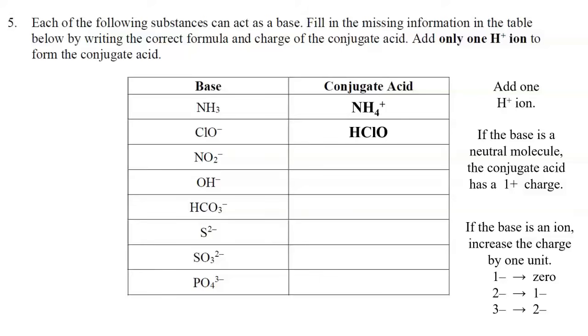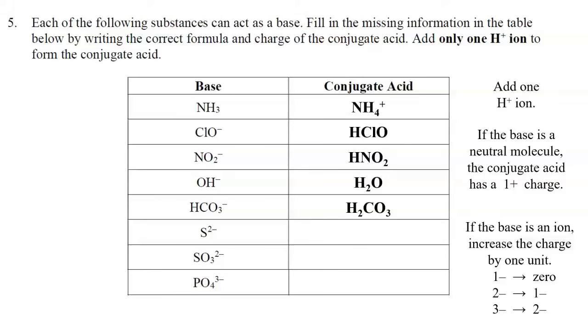NO2 minus, that's going to become a neutral molecule, HNO2, with no charge. OH minus, hydroxide, the conjugate acid would be the neutral water molecule, H2O. And now HCO3 minus becomes H2CO3. Again, no charge because it was -1 and now it's 0.